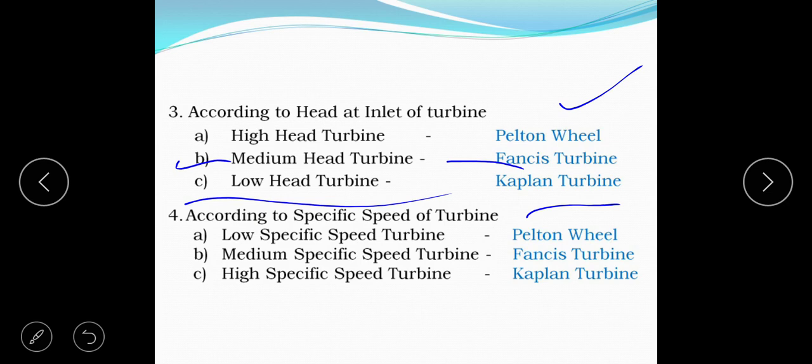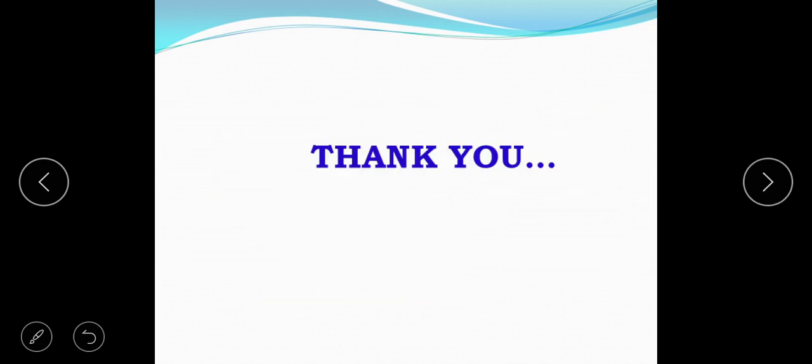According to specific speed of the turbine, low specific speed turbine is Pelton wheel, head is high, specific speed is low. Medium specific speed turbine is Francis turbine, high specific speed turbine is Kaplan turbine.